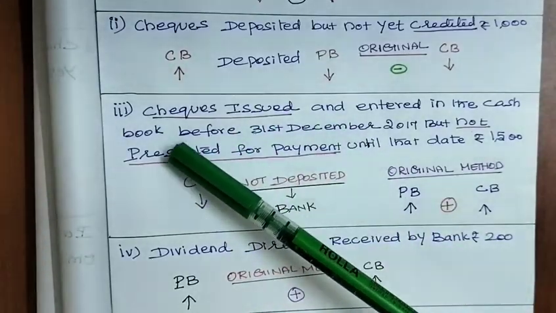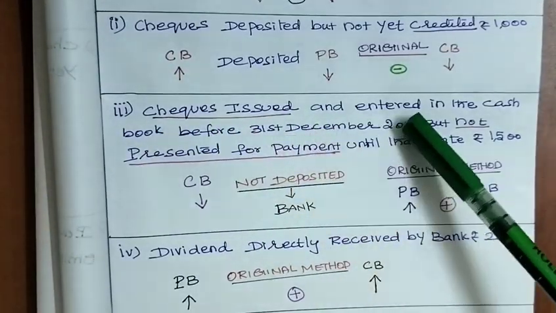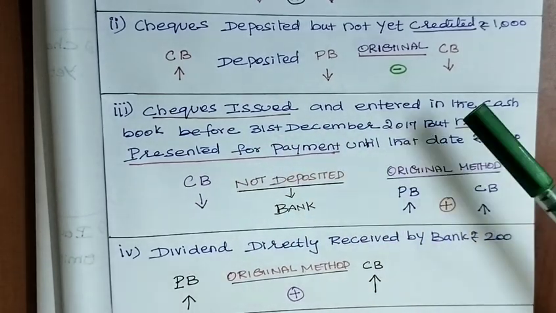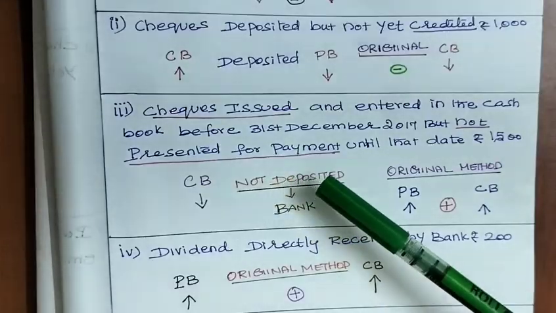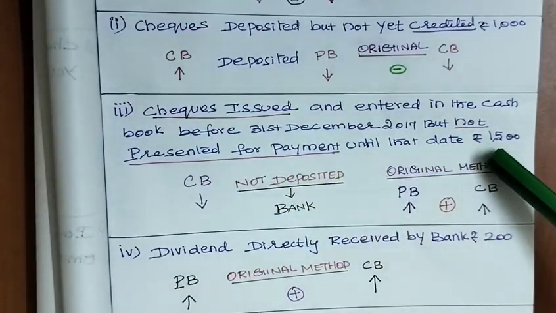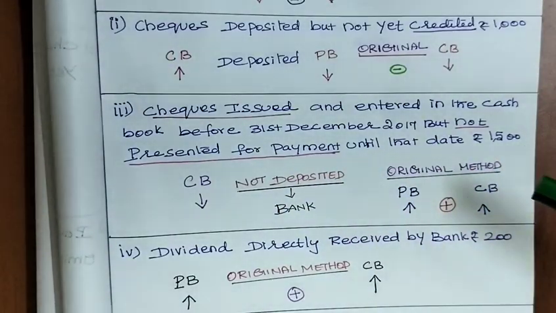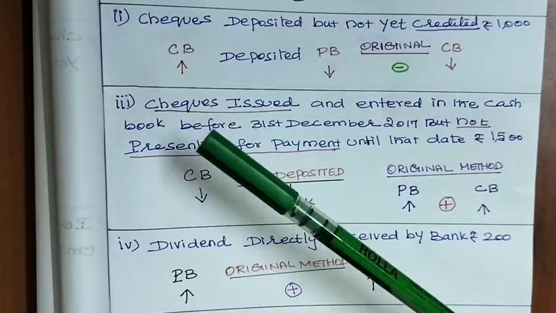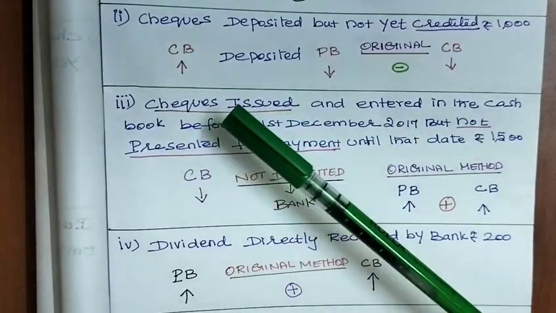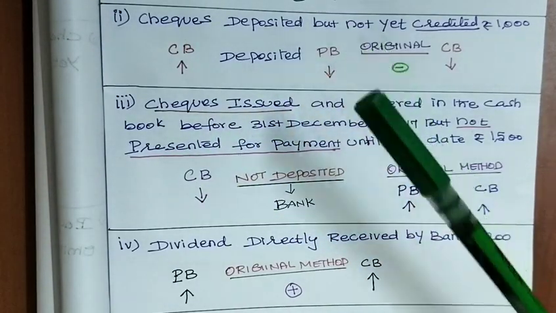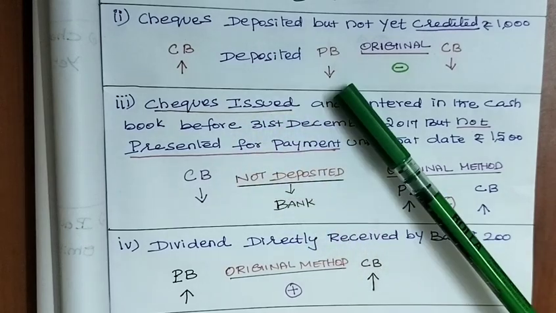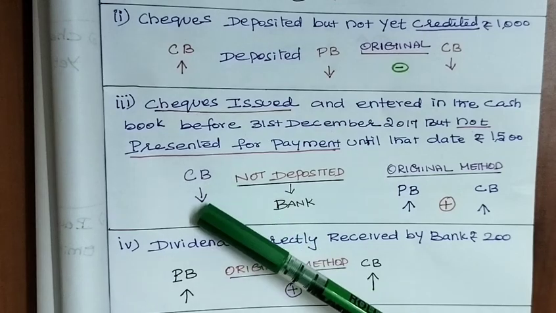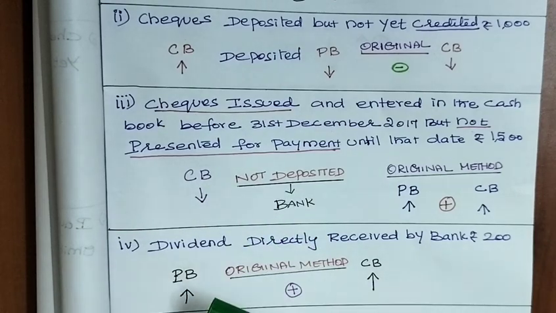The next transaction, checks issued and entered in the cash book before 31st December 2017 but not presented for the payment until the date, rupees 1,500. What this transaction tells us? Checks issued means you made payment to the third party through check. So cash goes out. Whenever you issued a check, immediately your cash book will be decreased, right?